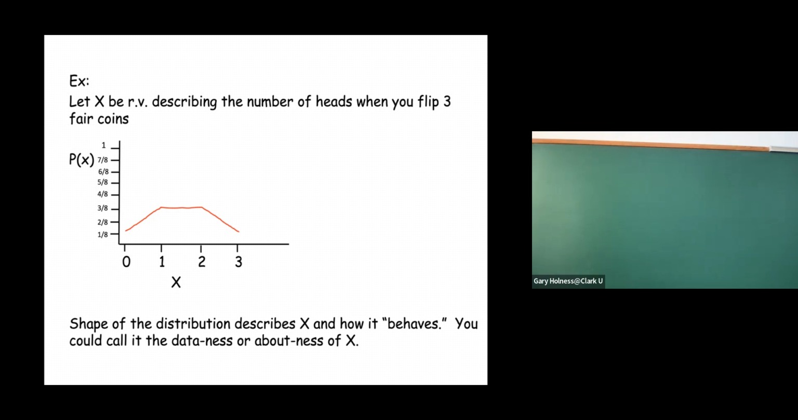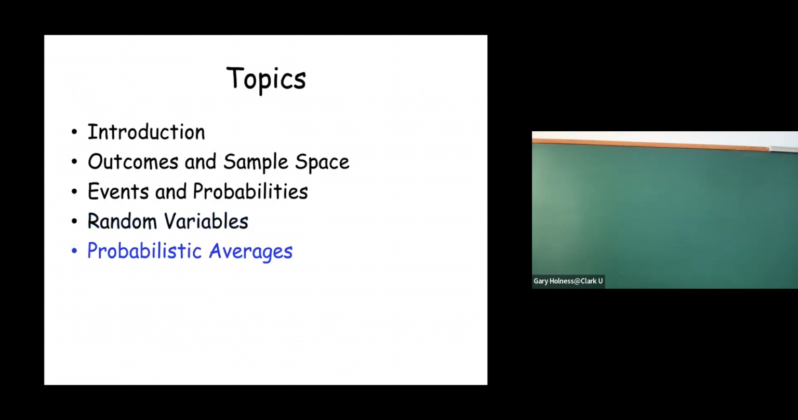And sometimes it's not even possible. Any questions? Does that make sense? And so this idea of characterizing the shape is achieved through what in this class we're going to call probabilistic averages. And let's introduce this by playing a game.